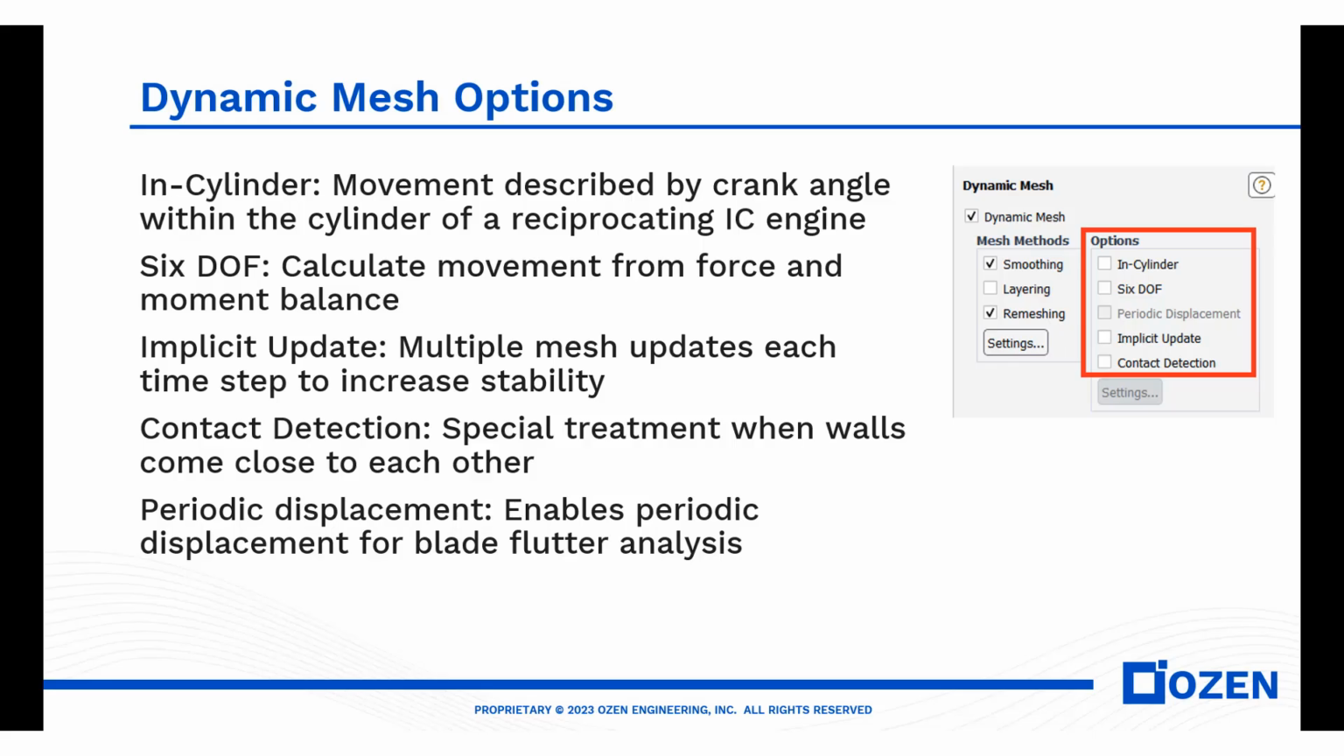If we have contact, we need a special treatment to be sure that before walls collide together, when they come closer and closer, it can be detected. And if we have periodic boundary conditions, which is something that, for example, for blade filter analysis, we can use that option.